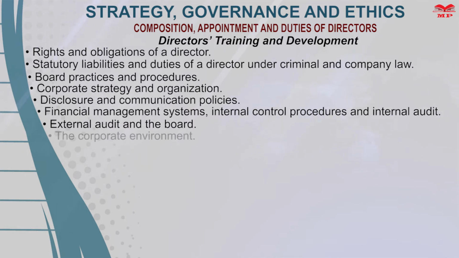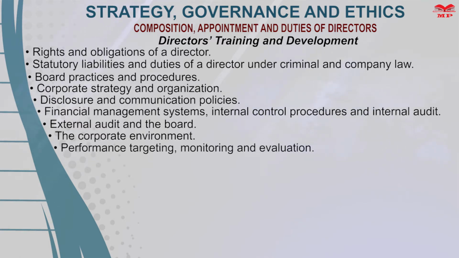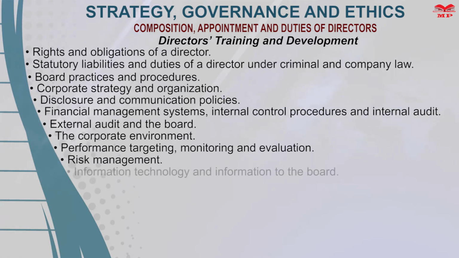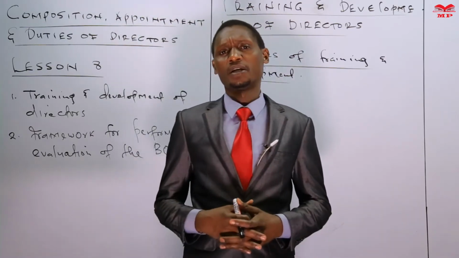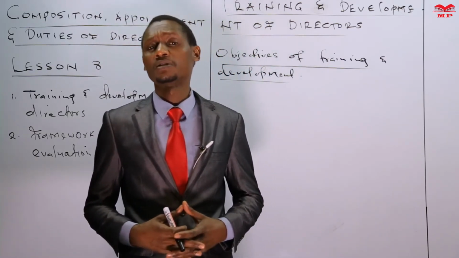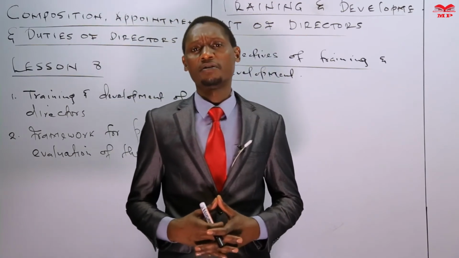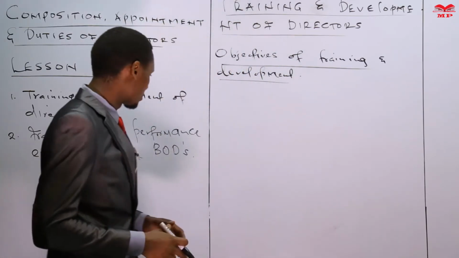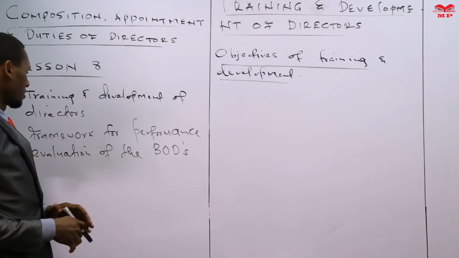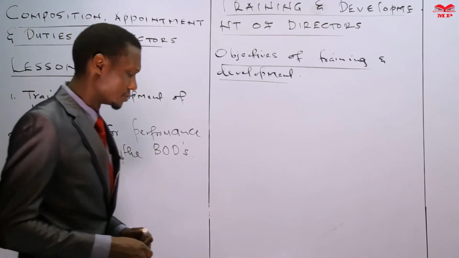Again, the corporate environment, performance targeting, monitoring, and evaluation. They need also to be trained on risk management issues, information technology and information to the board, and finally, any other matters of interest to the board. The areas we've just identified are key in ensuring that directors are able to execute their role as effectively as they can. Now, this brings us to the next item of our discussion in this lesson, which is the framework for performance evaluation of the boards.